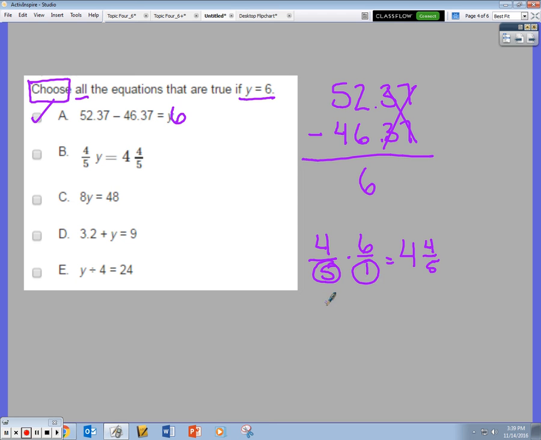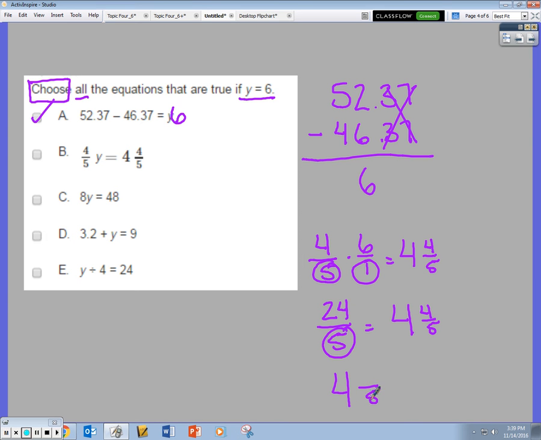So we go 4 times 6 is 24. 5 times 1 is 5. That doesn't look like 4 and 4/5 yet, but you know what? They have that as a mixed number. Mine is improper. So how many groups of 5 can I make out of 24? Well, I can make 4 whole groups of 5.